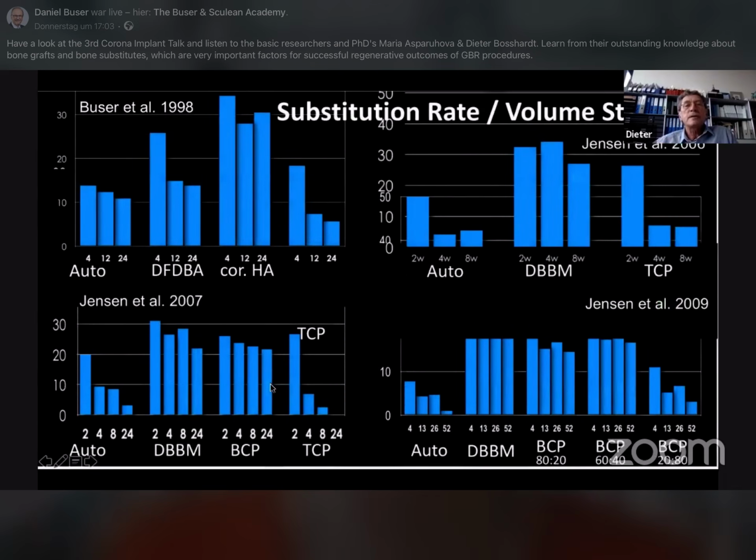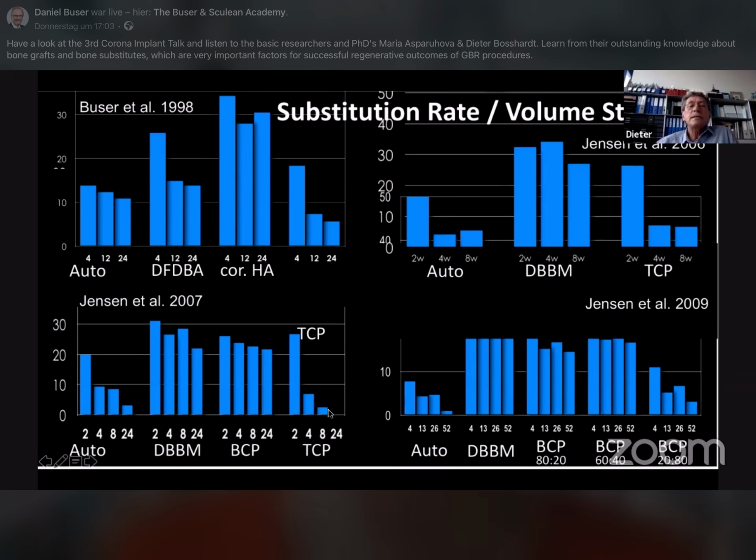Now, what about the substitution rates or the volume stability of these fillers that were placed into these defects? When you look at the autogenous bone, I mentioned a disadvantage of the autogenous bone may be the high substitution rate. So it gets resorbed very fast, and you see the fast decrease in the volume of the autogenous bone used as a filler. The same is true here. The same you can see here. Very fast also for the beta TCP. Also here you see it disappears very fast.